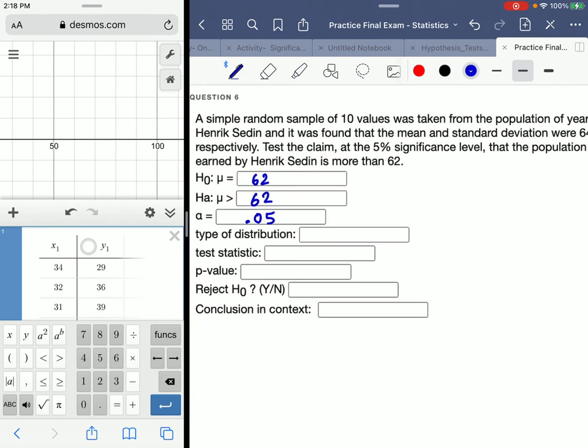The type of distribution, we're looking at a small sample here, so we're talking about a t-test or a t-distribution. You could say either way. All right, now the test statistic.